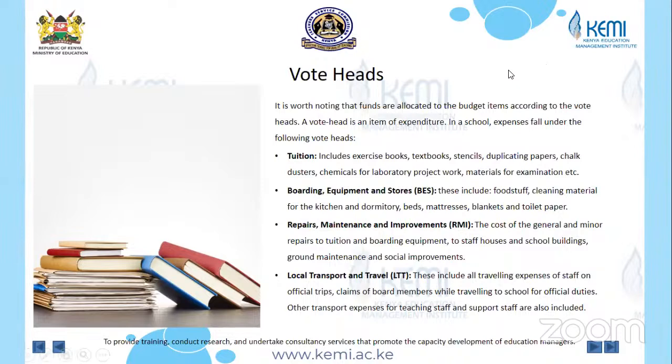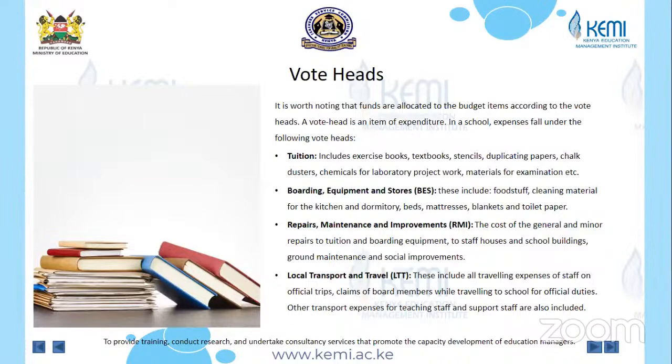And actually, in simple language, a vote head is simply an item of expenditure, or the amount of money given to a certain expenditure or what you require as the end user department. So it is worth noting that funds are allocated to the budget items according to the vote heads. And in our schools, expenses fall under the following vote heads. Number one, we have tuition. Number two, we have boarding equipment and stores. We also have repairs, maintenance, and improvements, and then local transport and travel. So all this is what we are calling the vote heads.